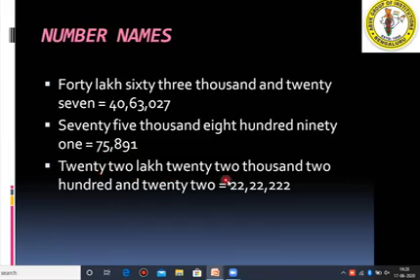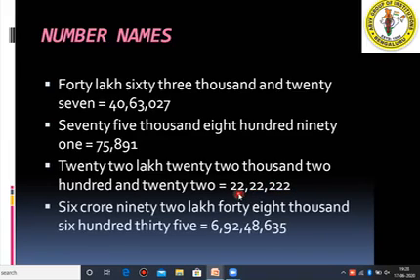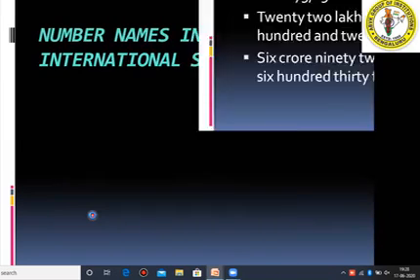22 lakh 22,222. This you can all write. 22 lakh, it is easy. 22, how do you write? You know 22. 22,000 again, so again you will get 22. Then 222. So how to write? You know 222. So here we got 22,22,222. The same way, another example.